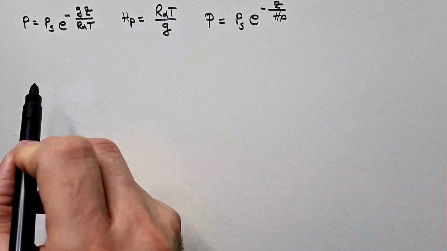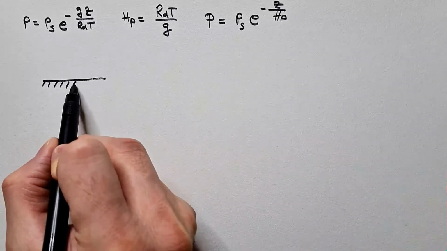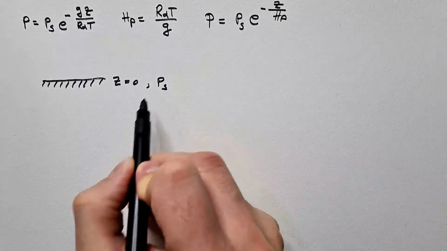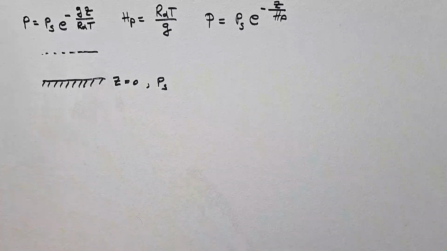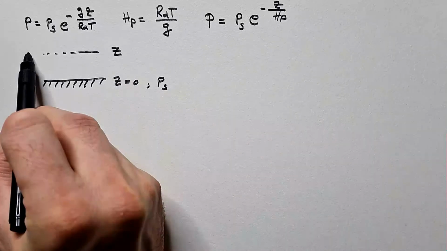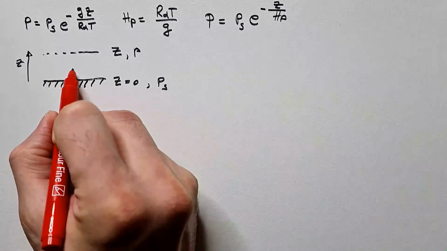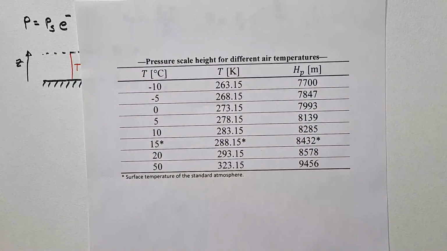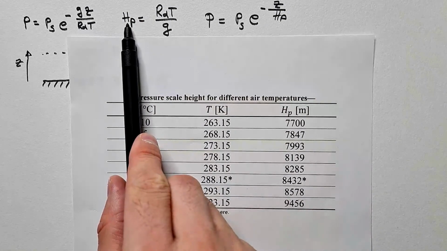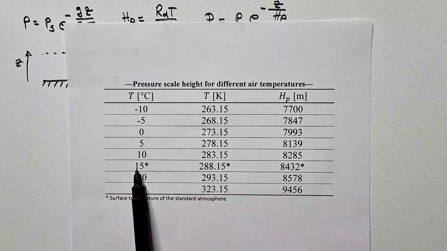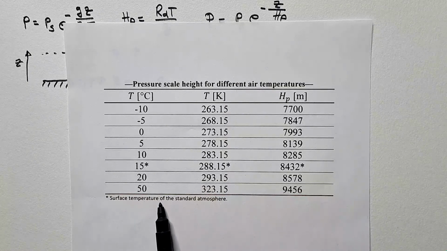So, just to graphically represent what I'm saying, we have the surface of the Earth where we have z equals 0 and surface pressure Ps, and somewhere here we have height z, so height increases like this. We have height z and pressure P. Temperature is constant. Also kindly recall that in the previous video we calculated Hp, which is called pressure scale height, for different values of temperature, 15 degrees Celsius being the surface temperature of the standard atmosphere. Check my video on the standard atmosphere.